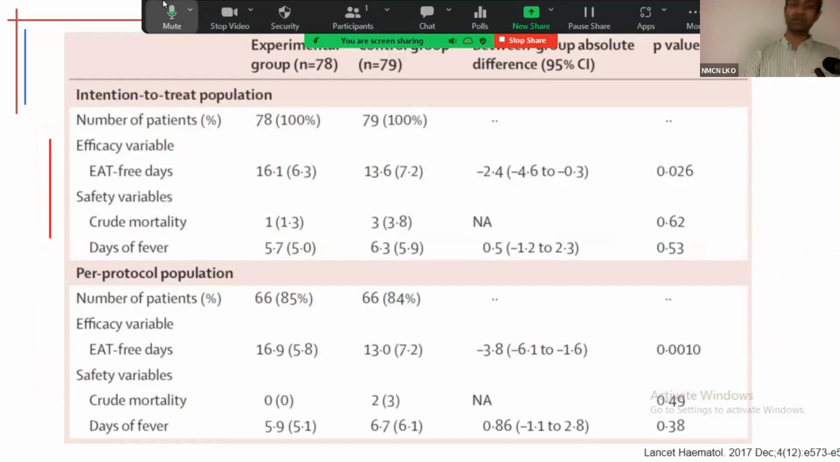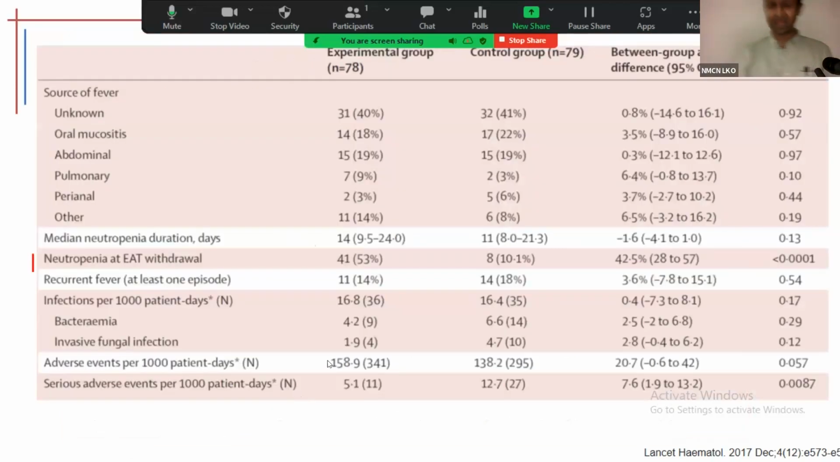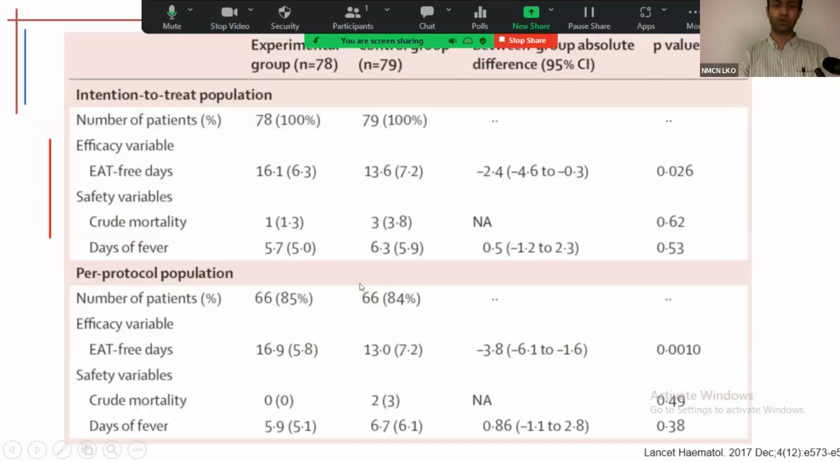So if you look at the intention to treat analysis, the antibiotic-free days was way higher, significantly higher in the experimental group. And the crude mortality actually didn't differ. So whether your neutrophil count has gone back to 500 or not really didn't matter. What mattered was whether your patient was clinically stable or not. And the same thing was repeated in the per protocol population.